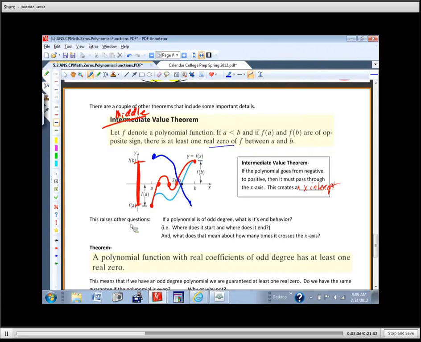So, a couple questions that come from this. If a polynomial is of odd degree, what's its end behavior? So if we've got a degree 5 polynomial, where does it start?